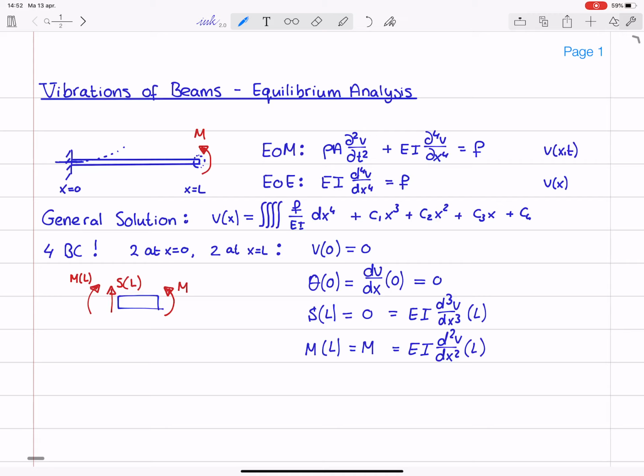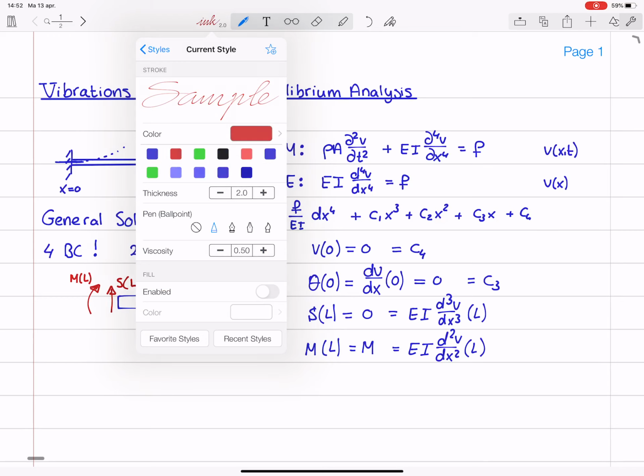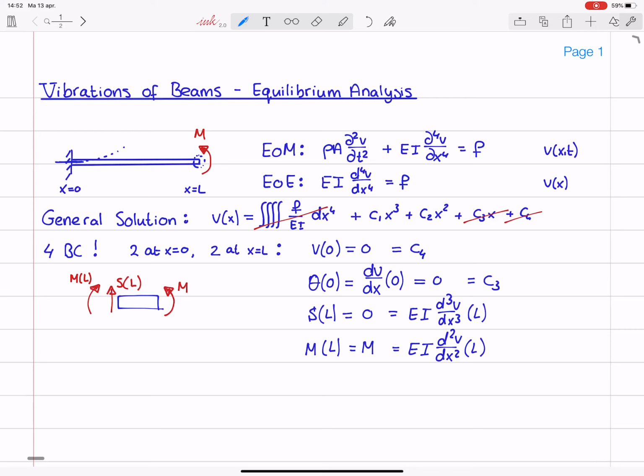Let's start with the first one by demanding that v is 0 at 0. Let's first establish that there is no external distributed force in this case. So that means that this first integral is 0, since f is 0. So if we then substitute that v is 0 at 0, we are left with c4, so c4 is equal to 0. That's nice. Then for the derivative, if we differentiate once, and evaluate at 0, we are left with c3. So from the second boundary condition, it follows that c3 is 0. Let me indicate with red that these terms are already out. So we are left with c1 and c2.